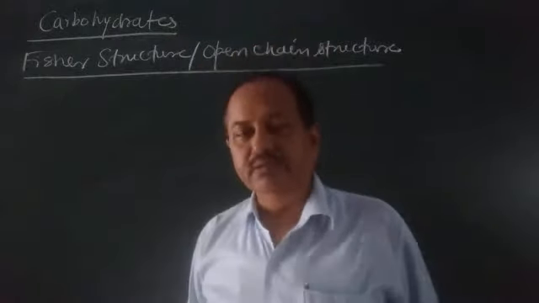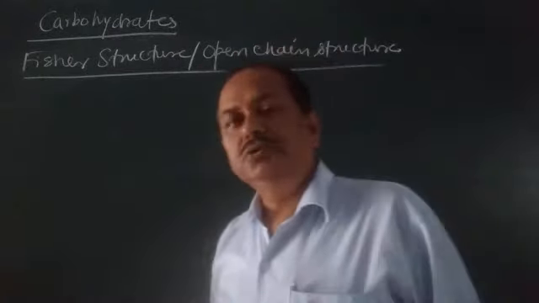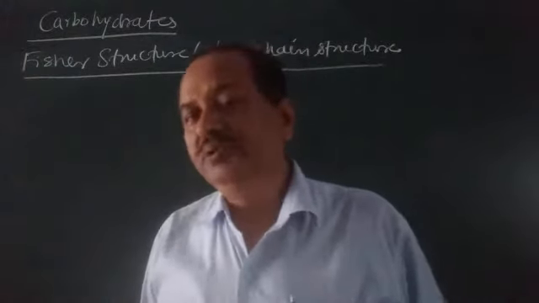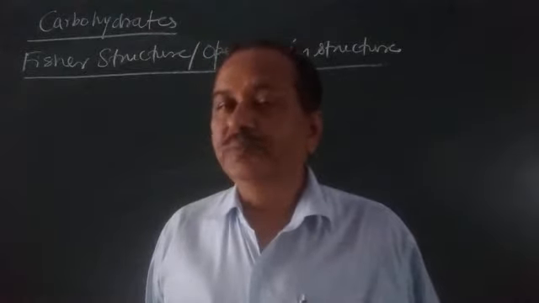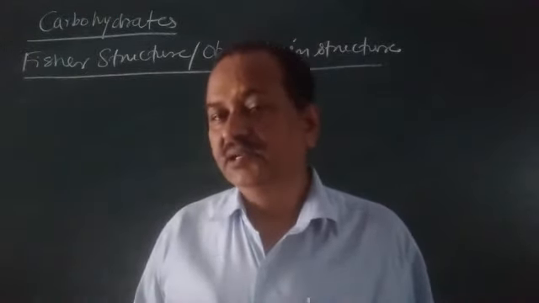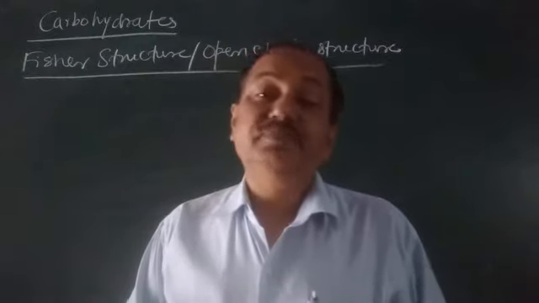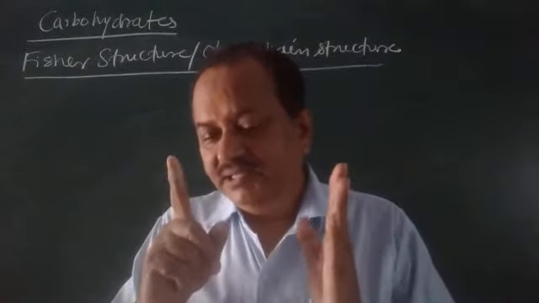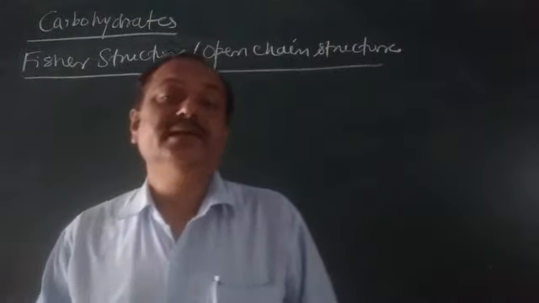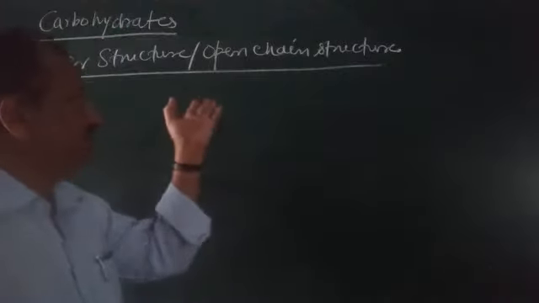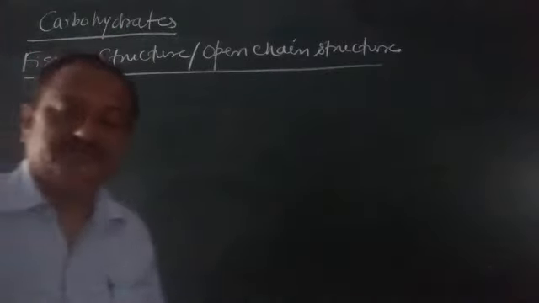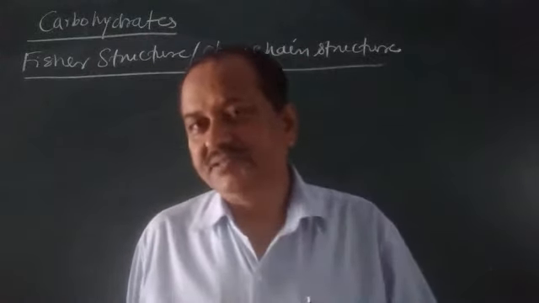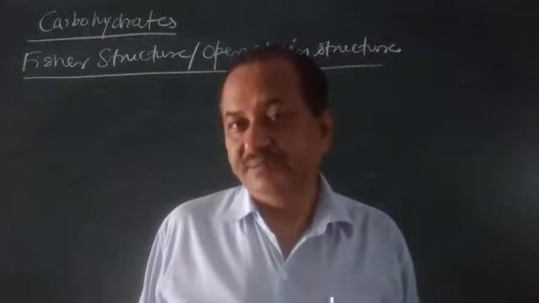Now I'm going to explain the structure of the glucose molecule. Simply, we say glucose is C6H12O6. Some properties of glucose are explained by the open chain structure, and some are explained by the closed or cyclic structure. This open chain structure is scientifically known as the Fischer structure or Fischer projection, and it was given by the scientist Fischer.